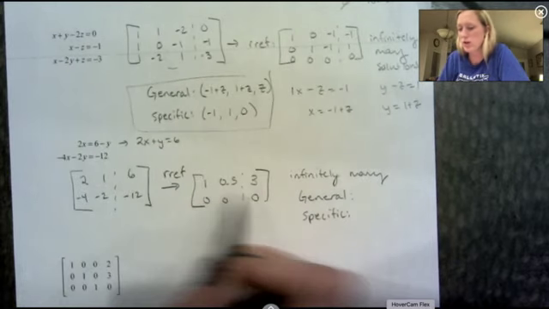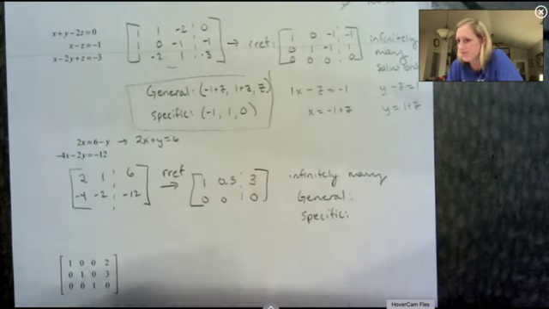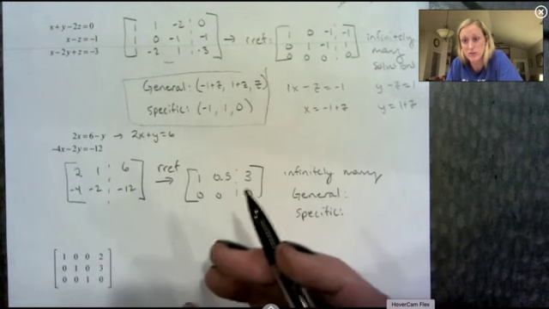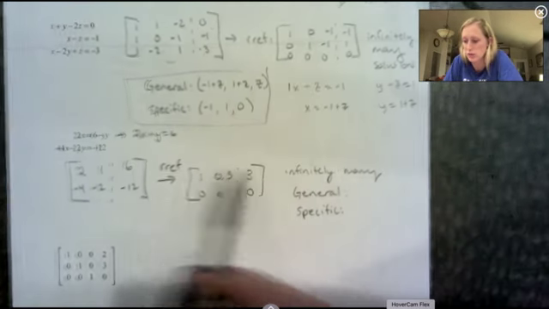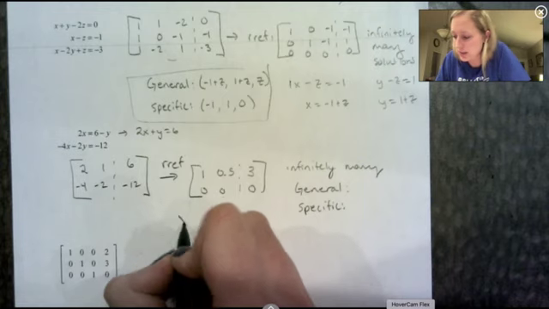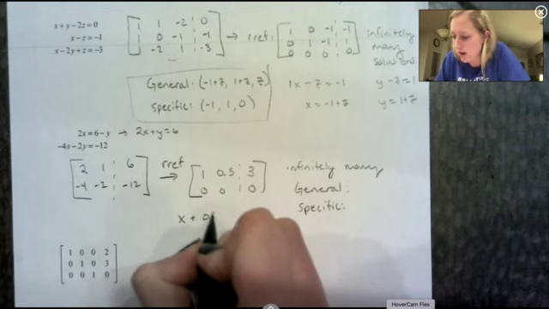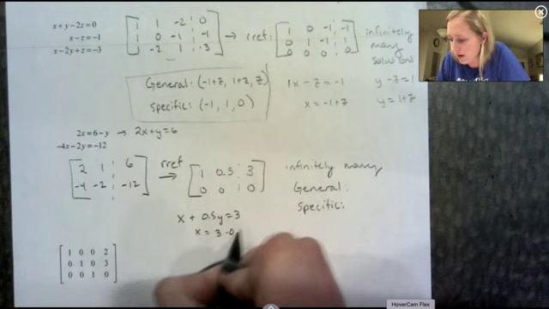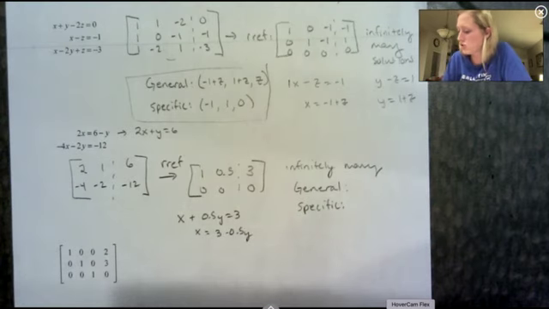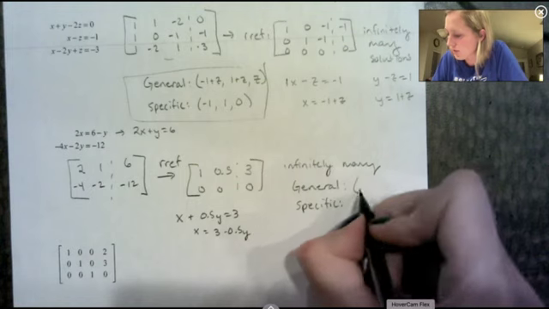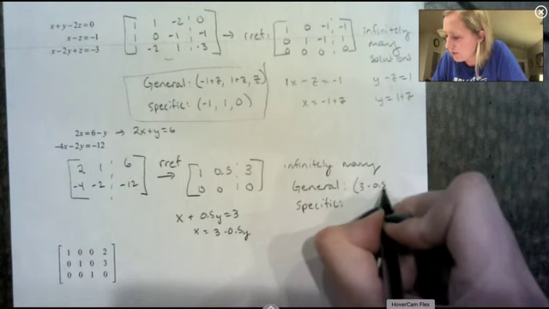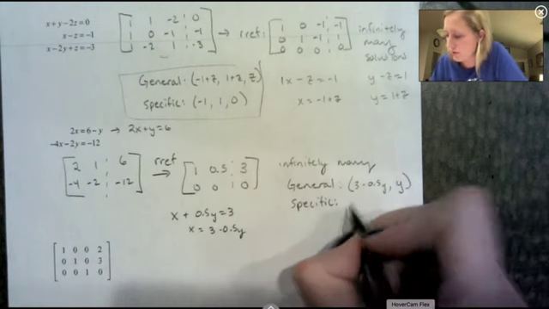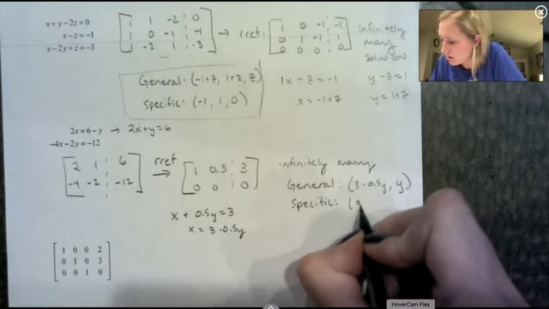So my bottom equation is the one that is zeros across. So I want to solve in terms of that variable. So that's y. So we have an equation for x. So 1x plus 0.5y equals 3. So x is 3 minus 0.5y. So for my general, x in terms of y is 3 minus 0.5y. And then y, just write as it is. Plug in 0 for y to get a specific solution.